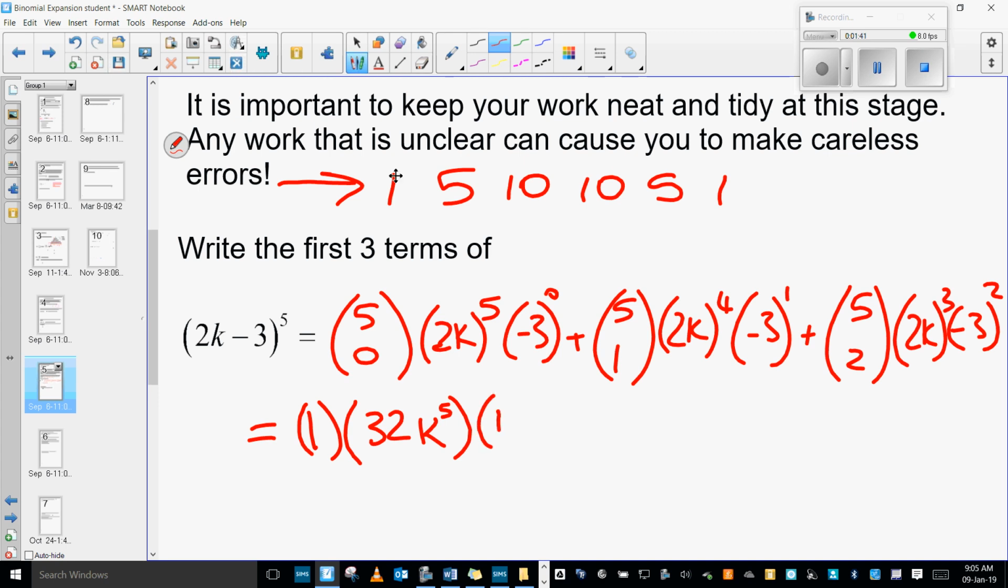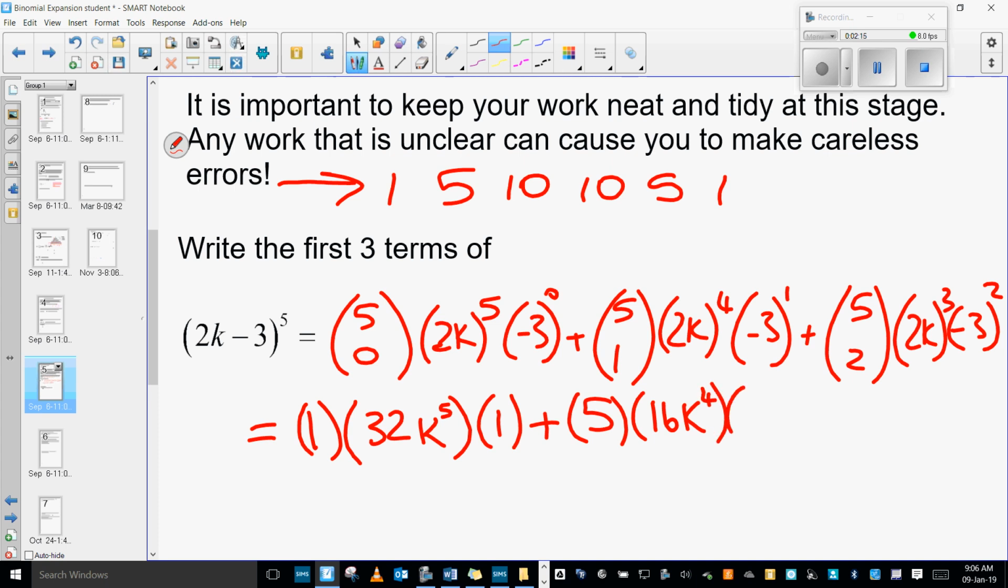Now, I'm going a little bit over the top with what I'm writing here. It could be the fact that you're going to start skipping steps, that's fine. But I'm going to go the whole hog here just so that you are trying to follow that process each time. Right, 5,1, we know is the number 5. 2k all to the power 4, what would that be? 16. k^4, yep, and then -3 to the power 1 is obviously just -3.